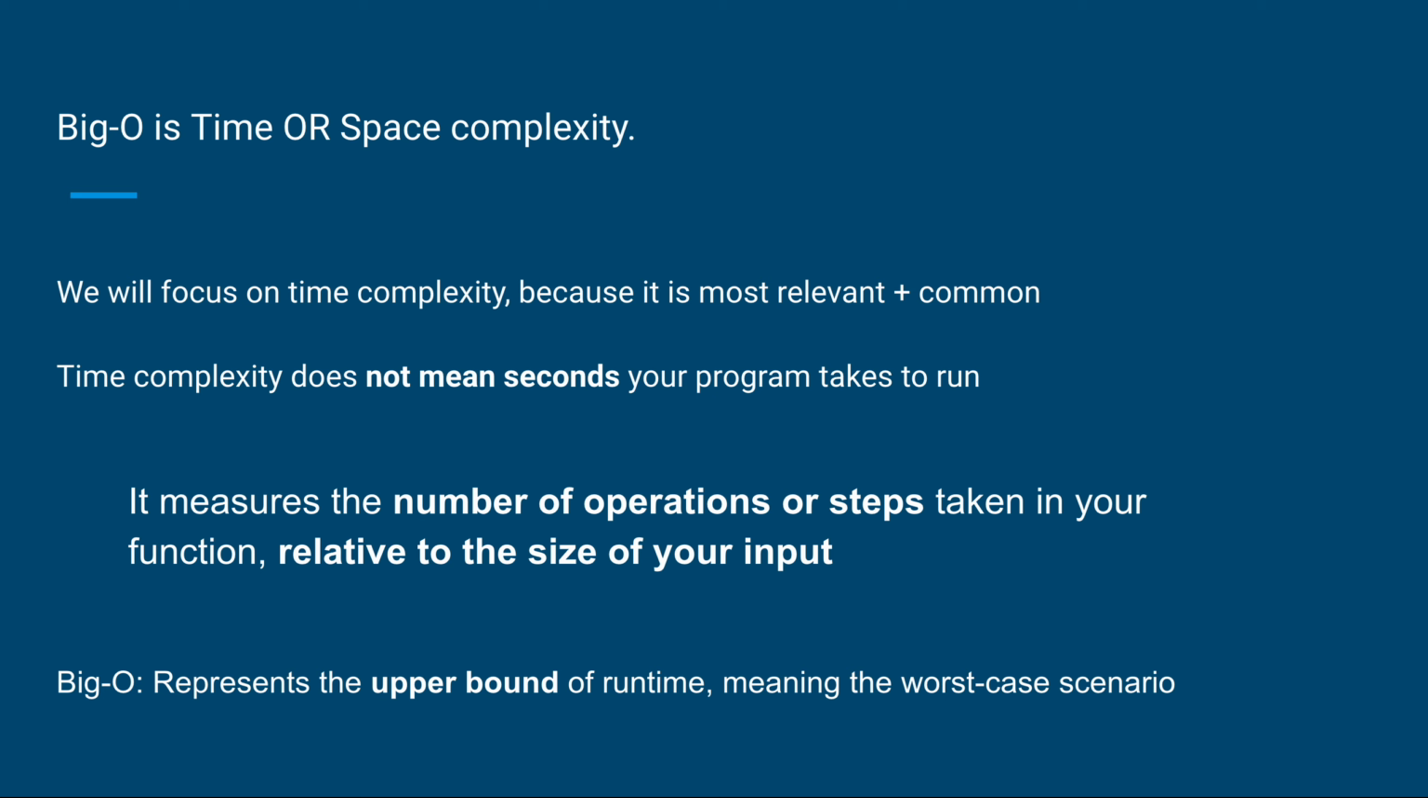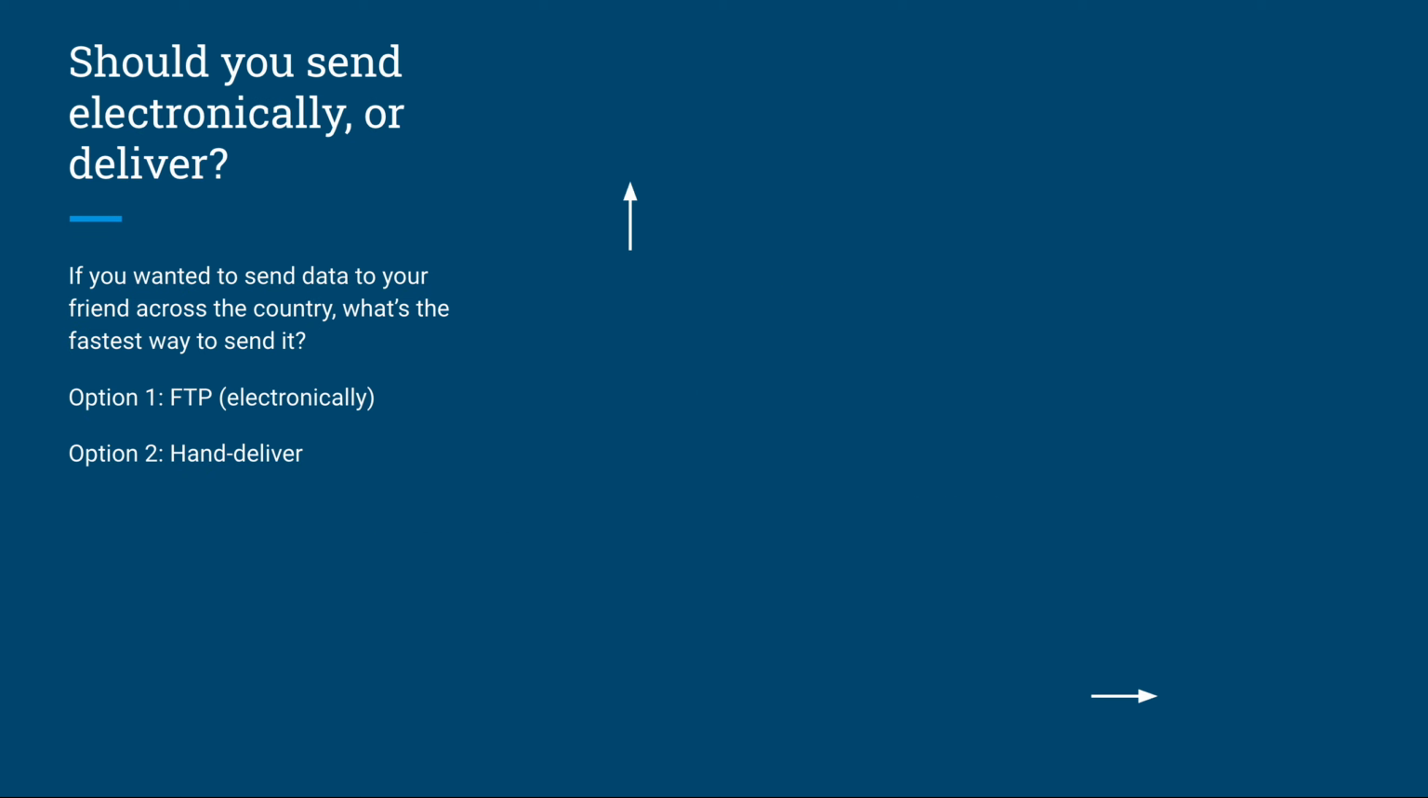Okay, so to explain how this is the number of steps taken relative to the size of your input, let's talk about this little example here. If you wanted to send data to your friend across the country, what is the fastest way to send it? Option 1, through FTP, file transfer protocol, so sending something electronically, right? So I would upload my file to Google Drive, and then I'm sending them that file. Option 2, hand deliver. So which one do you think is the fastest way to send it?